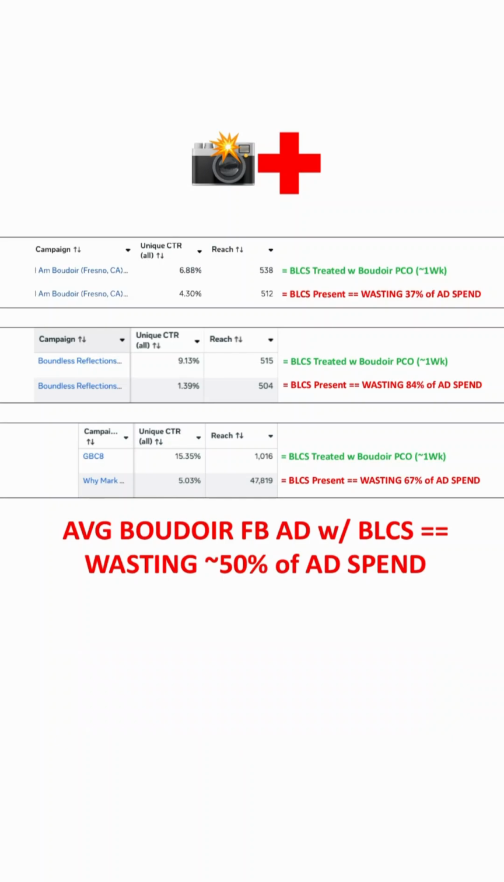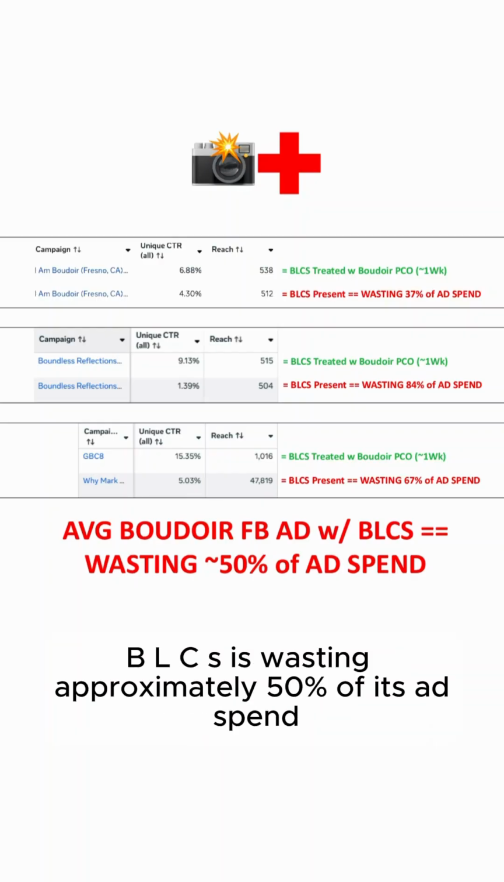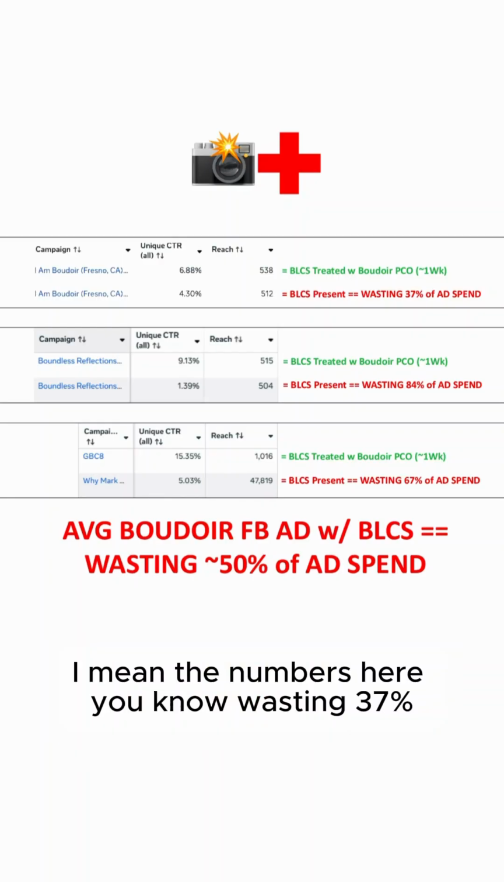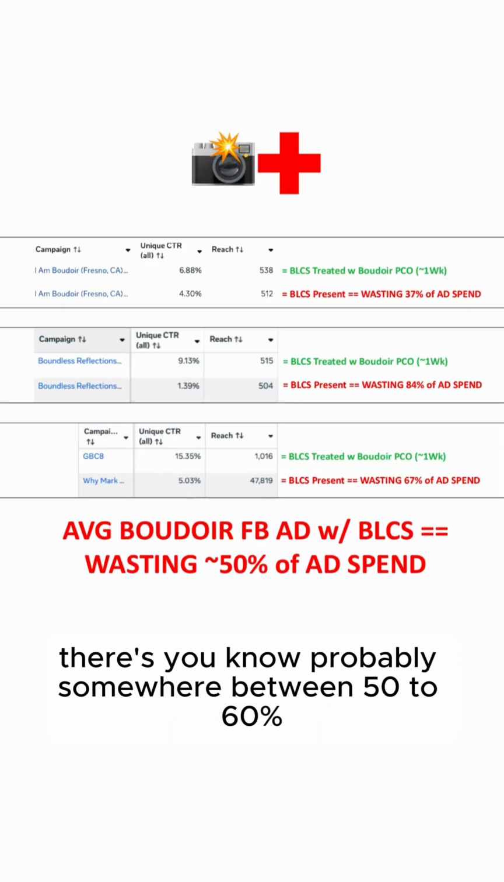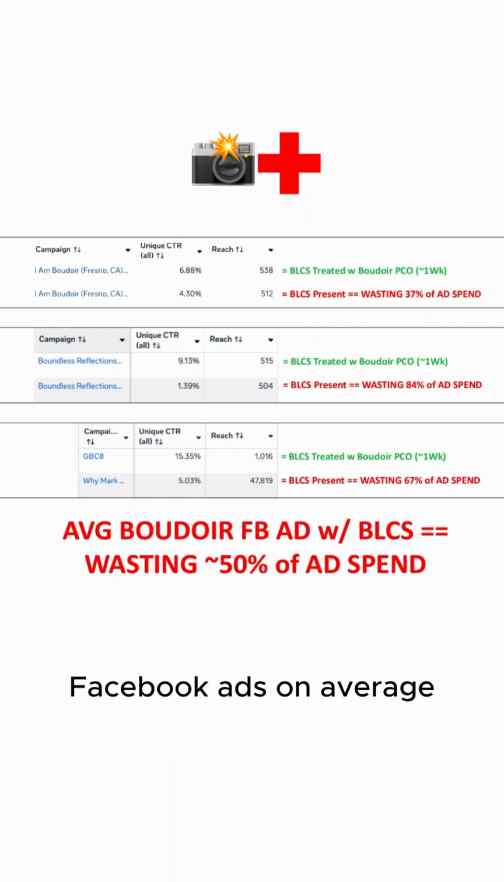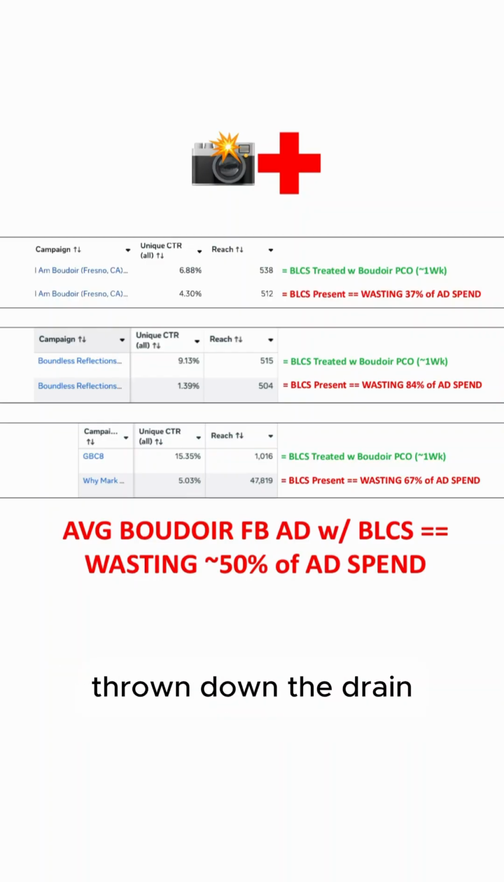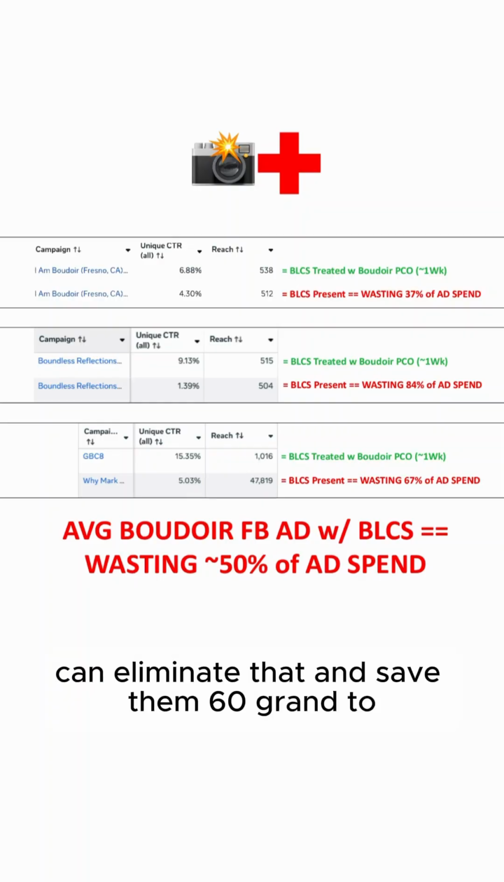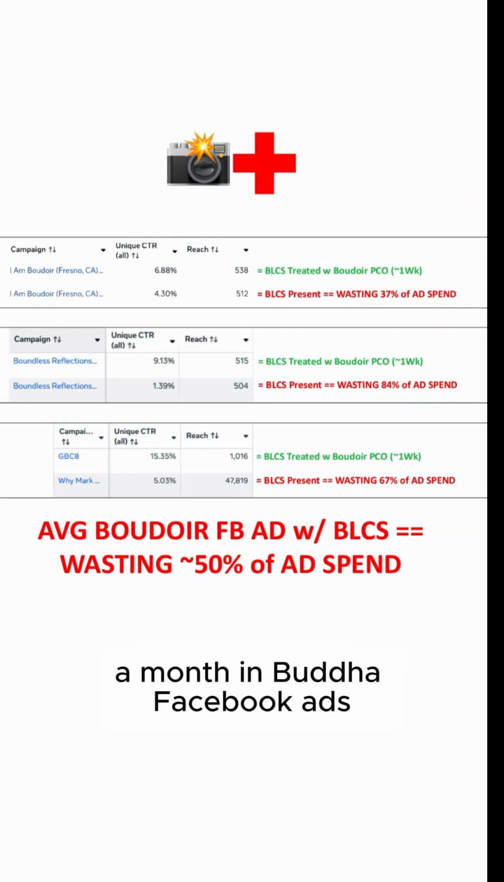So the average, we can see here, the average Boudoir Facebook ad with BLCS is wasting approximately 50% of its ad spend. The numbers here: wasting 37%, wasting 84%, wasting 67%. That average is probably somewhere between 50 to 60%. So if they're spending 10 grand a month on Boudoir Facebook ads, on average, 5 grand every month is being wasted, thrown down the drain. And we can eliminate that and save them approximately 60 grand in the next year if they're spending at least 10 grand a month in Boudoir Facebook ads.